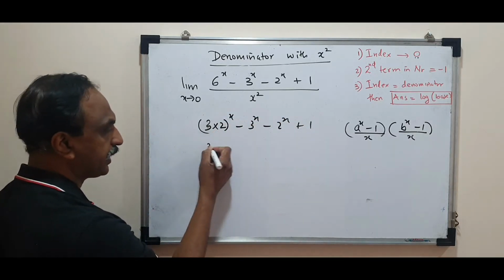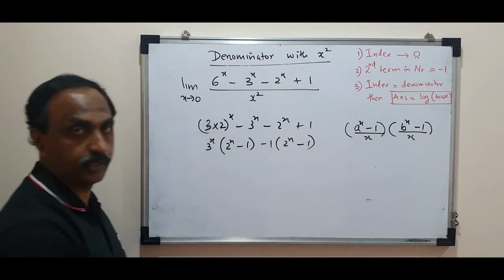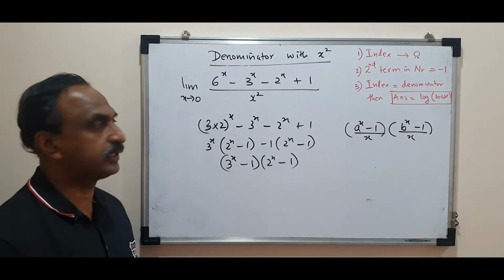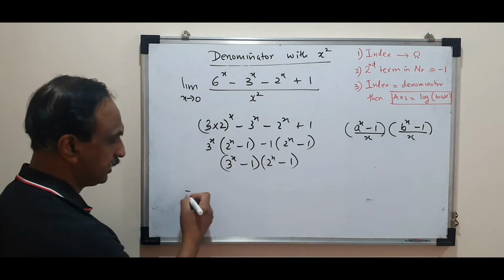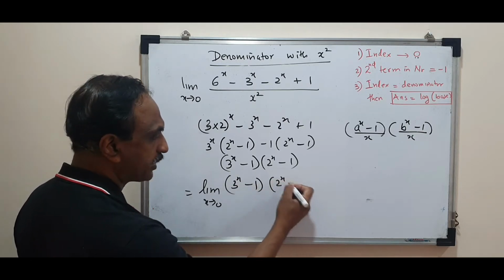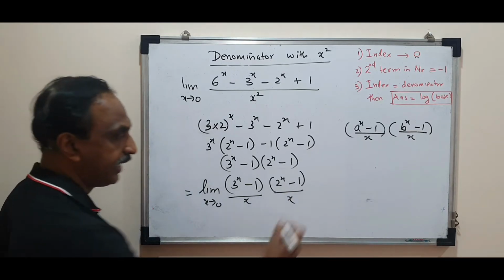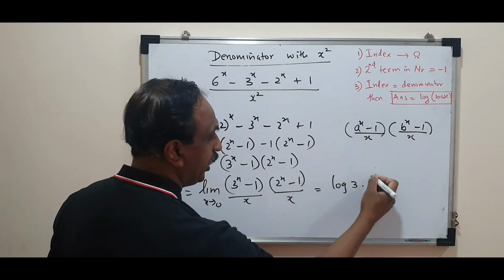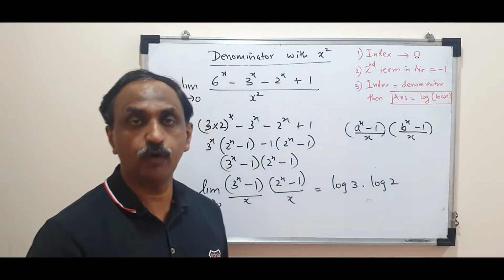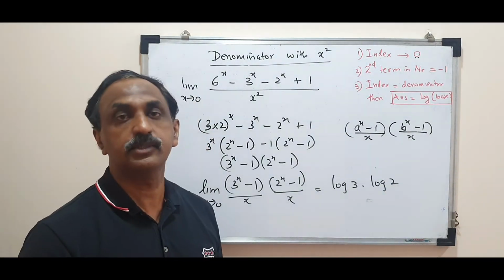Now between these, 3 raised to x is common. Between these, a minus is common, like how you solve a quadratic equation. So 3 raised to x minus 1 into 2 raised to x minus 1 become your factors. So the numerator can be written as 3 raised to x minus 1 into 2 raised to x minus 1, and the x square can be distributed in this manner. Hence my answer is log 3 into log 2. Remember, for log into log, we do not have any formula. You cannot write it as log 5 or log 6 or anything. We have to leave the answer in this manner only.